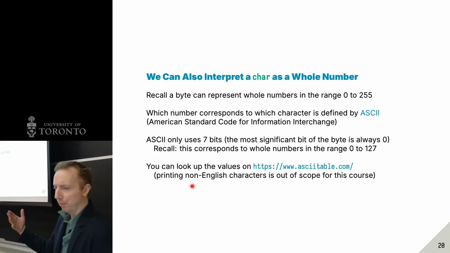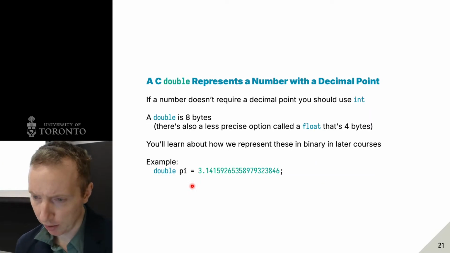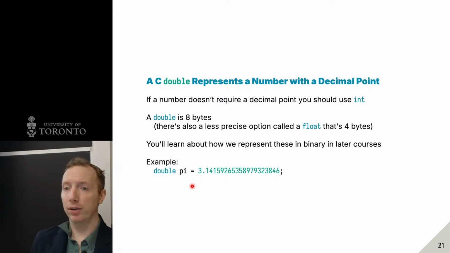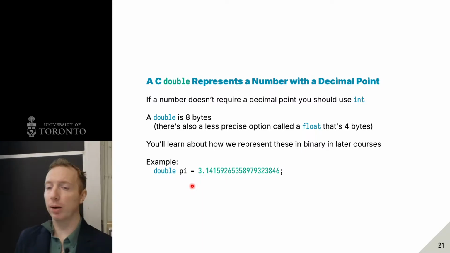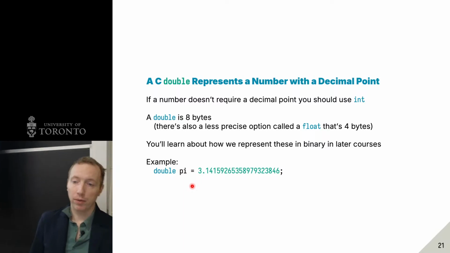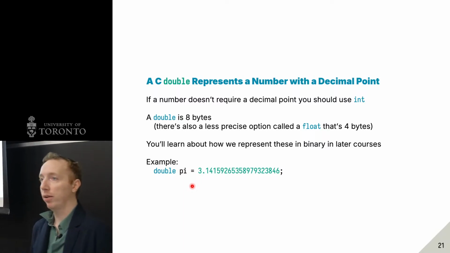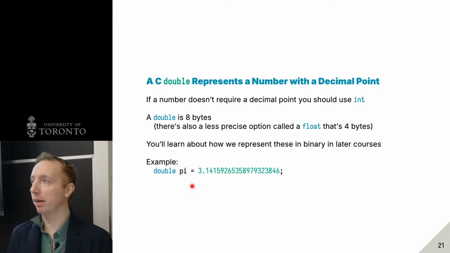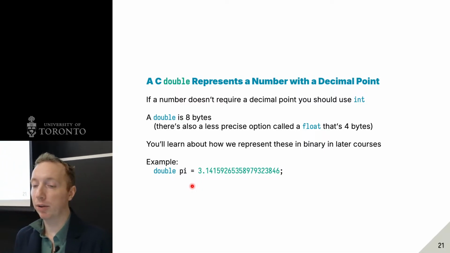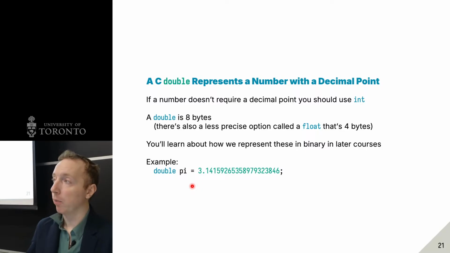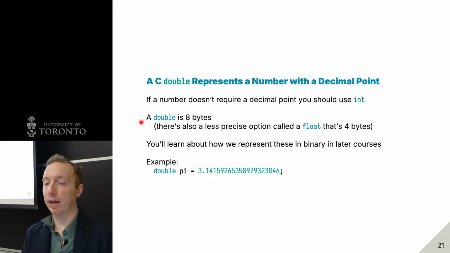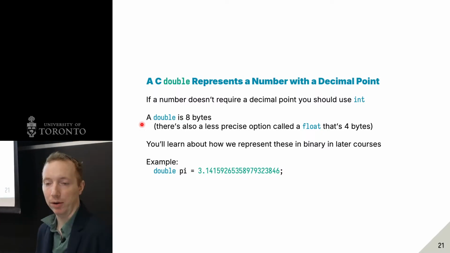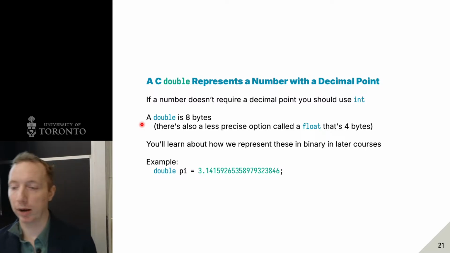So, other things we can represent in C is, well, we can have another type called a double. That represents a number with a decimal point. So integers have to be integers. They can't have a decimal point. If we want a decimal point, we have to use the type called double. And a double is 8 bytes. It is double the size of an integer.